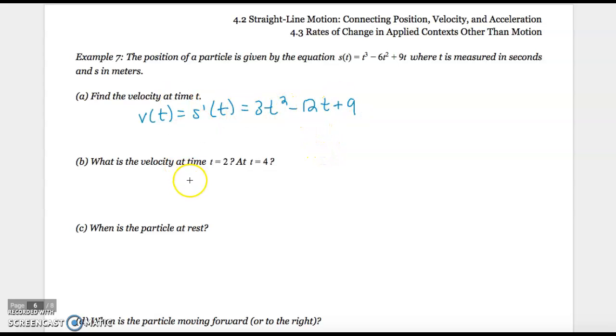It still has t's in it. What is the velocity at time t equals 2 and t equals 4? So I'm finding v of 2, so I'm just plugging a 2 in there, and then v of 4, so I'm just plugging a 4 in there. Let's see, 2 squared, 12 minus 24 is negative 12 plus 9, so negative 3 meters per second would be my units for that one. And then if I do 4, I get 9 meters per second.